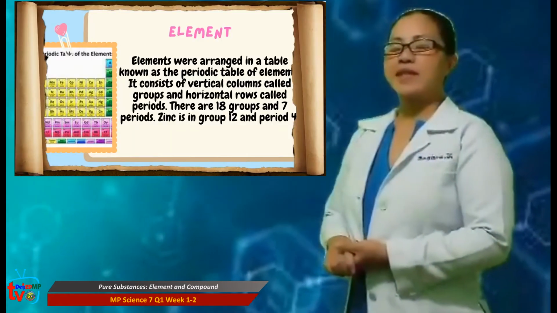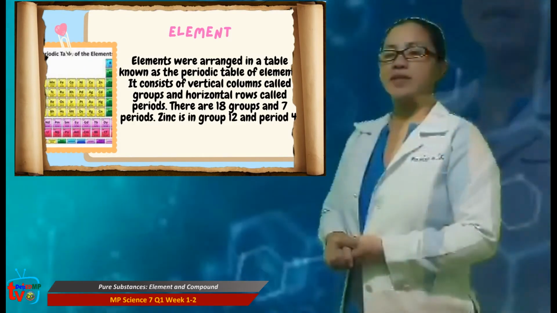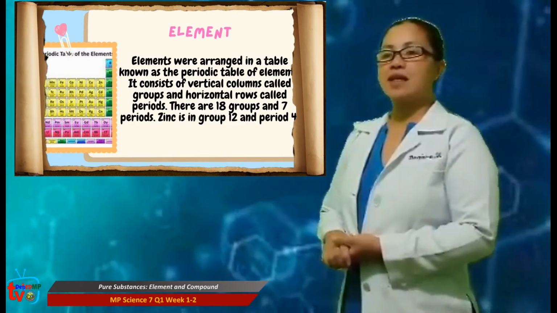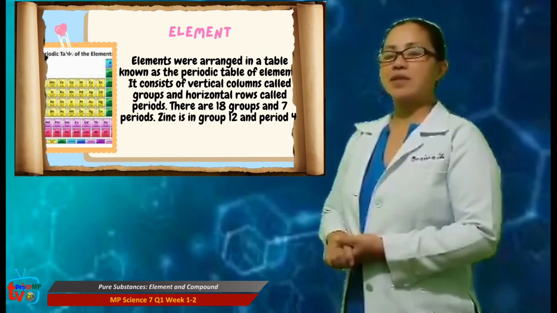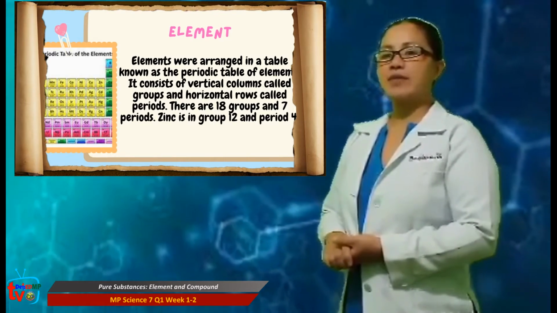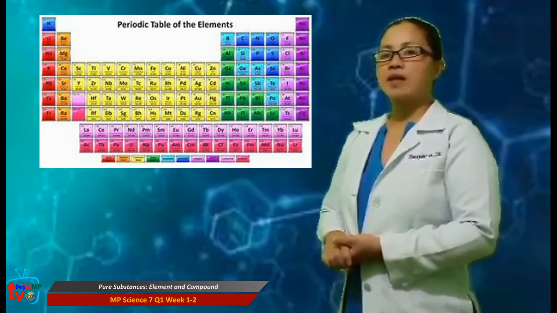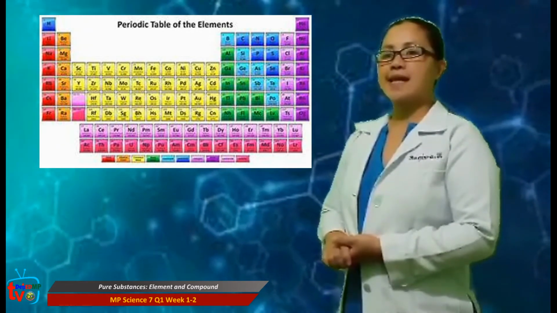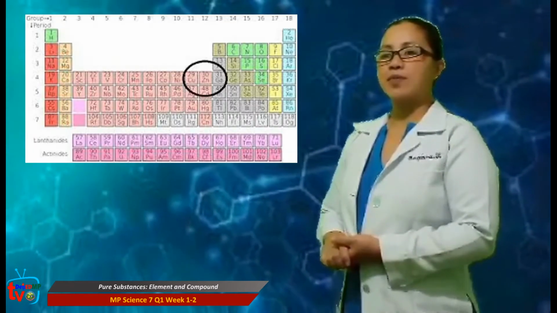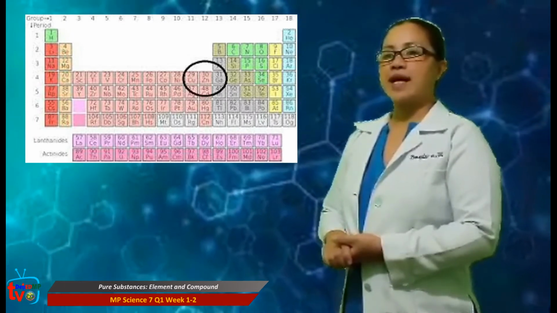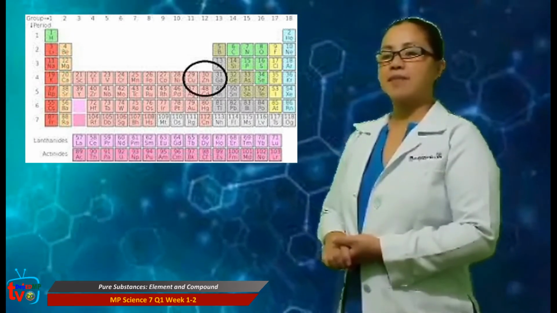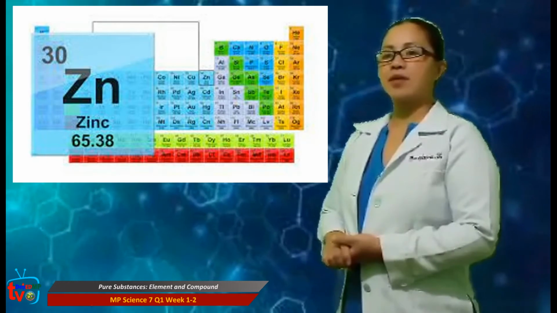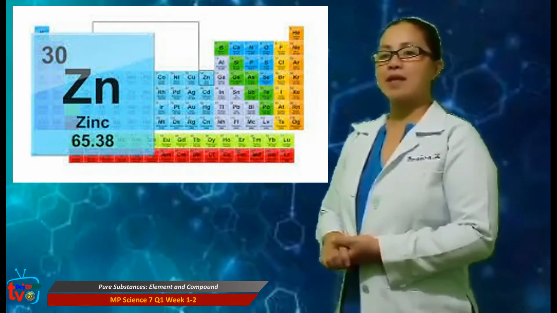Elements were arranged in a table known as the periodic table of elements. It consists of vertical columns called groups and horizontal rows called periods. There are 18 groups and 7 periods. Zinc is an example. It is in group 12 and period 4. Every element has a name. Each box of the table corresponds to one element.